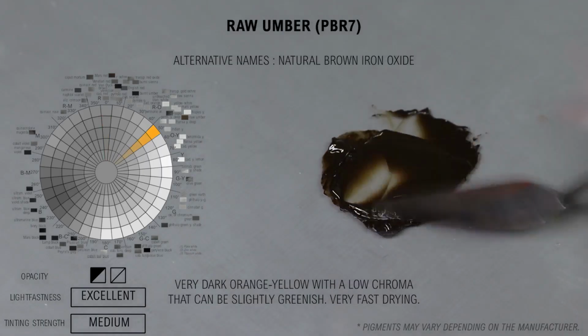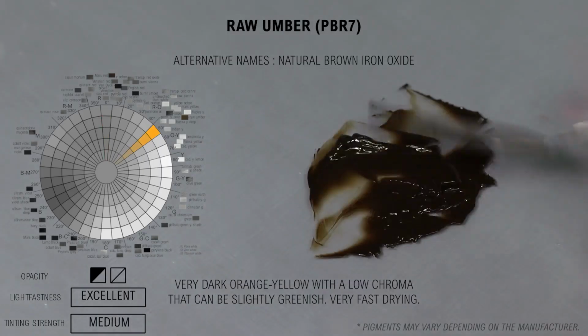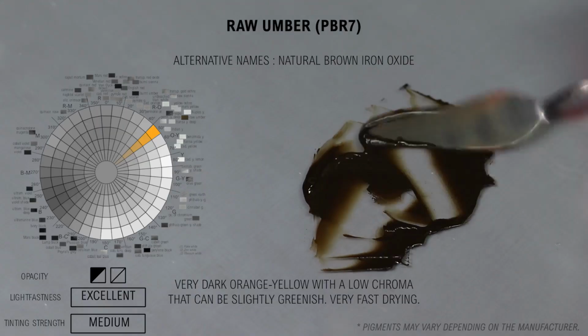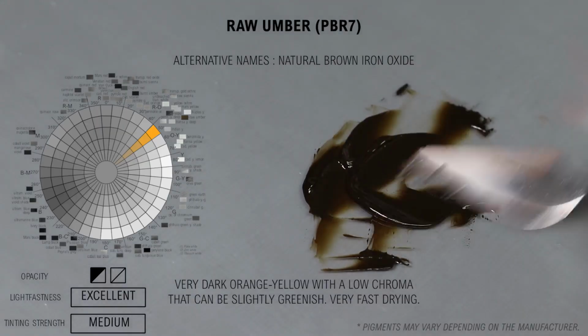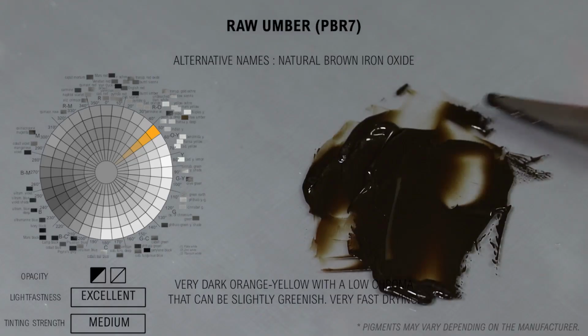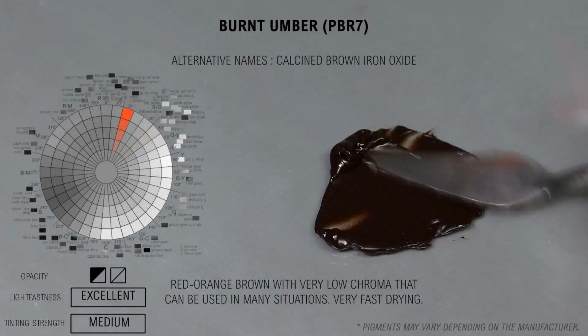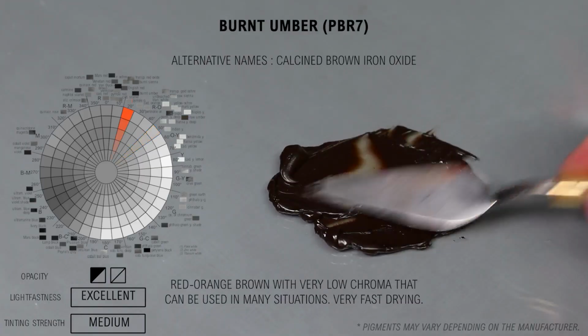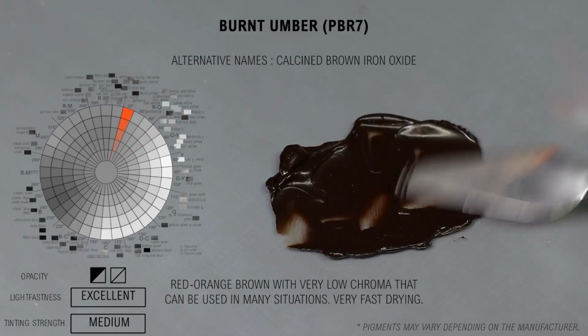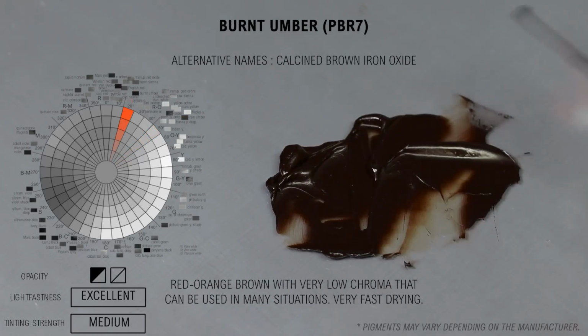Raw umber is a classical pigment, still essential today. It's a very dark orange-yellow with a low chroma that can be greenish sometimes. It's a very fast-drying pigment. It can be semi-opaque or semi-transparent. Burnt umber is the darkest earth and one of the most essential pigments. It's a red-orange-brown with very low chroma that can be used in many situations. It's a very fast-drying pigment that can be semi-opaque or semi-transparent.